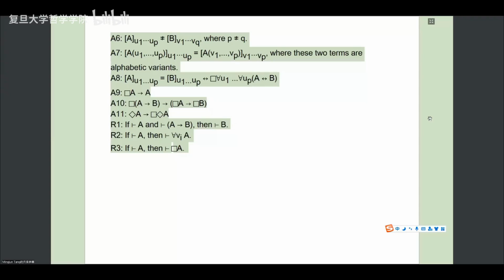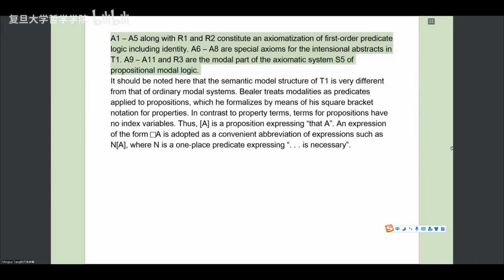Then we have three rules. R1: if A is a theorem and A implies B is a theorem, then B is a theorem. This is the modus ponens rule, modus ponens from propositional logic. Then we have R2, the rule from first order logic, the generalization rule: if A is a theorem, then for all VI, A. And then we have R3 from modal logic, the necessitation rule: if A is a theorem, then necessary that A is a theorem. So this is T1.